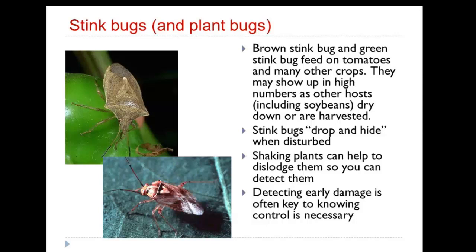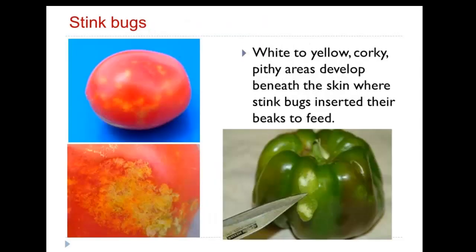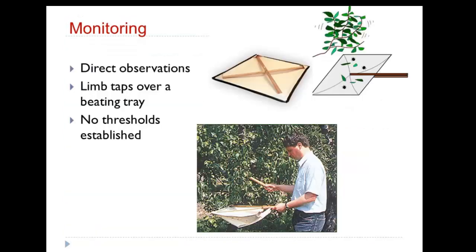I think stink bugs and plant bugs are my last creatures here as I run out of time. These things winter as adults. They feed on all sorts of different plants, so they come into your garden. They feed on tomatoes or peppers where they stick their stylet into a plant. You get this corky material underneath. It looks the same whether it's peppers or tomatoes or peaches or apples or green beans or whatever it may be. That's the damage.